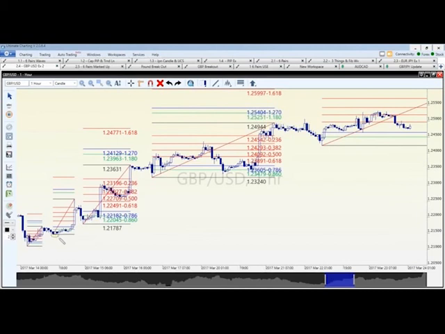So we have an entry here, and we got out right there. So that's our first trade. We've got the second one. We got in here, and we got out there. That's our second trade. And then we have a third trade.